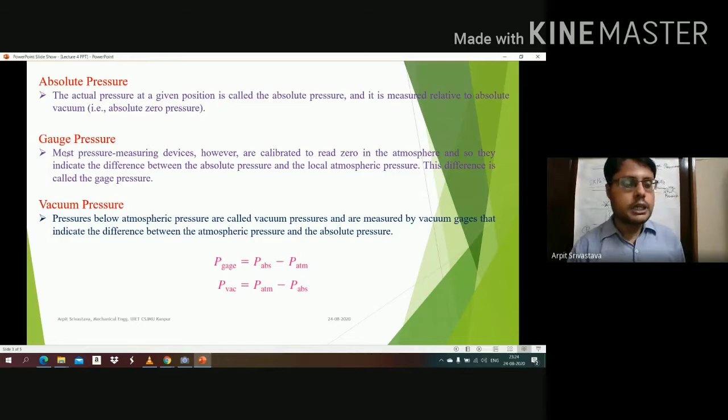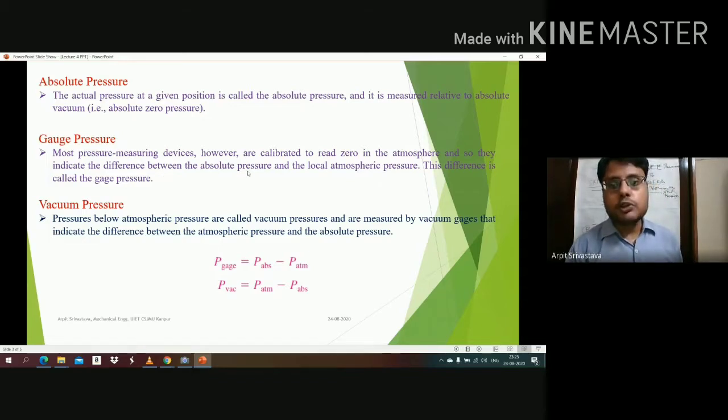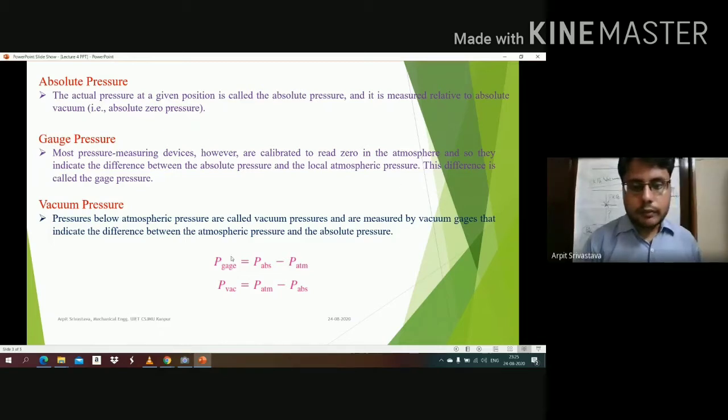Another one is gauge pressure. Gauge pressure is defined as follows: most pressure measuring devices are calibrated to read zero in the atmosphere, and so they indicate the difference between the absolute pressure and local atmospheric pressure, because this gauge pressure lies above with respect to atmospheric pressure. That's why we can define P gauge is equal to P absolute minus P atmospheric.